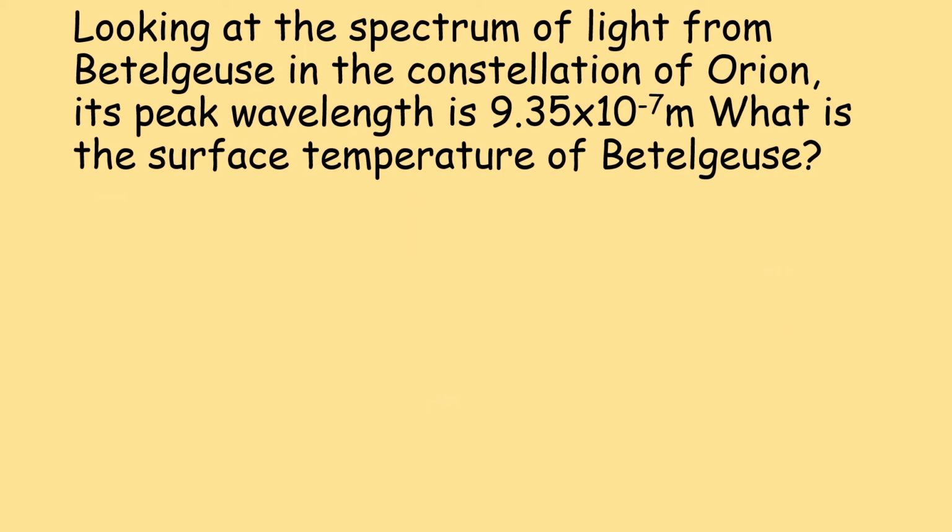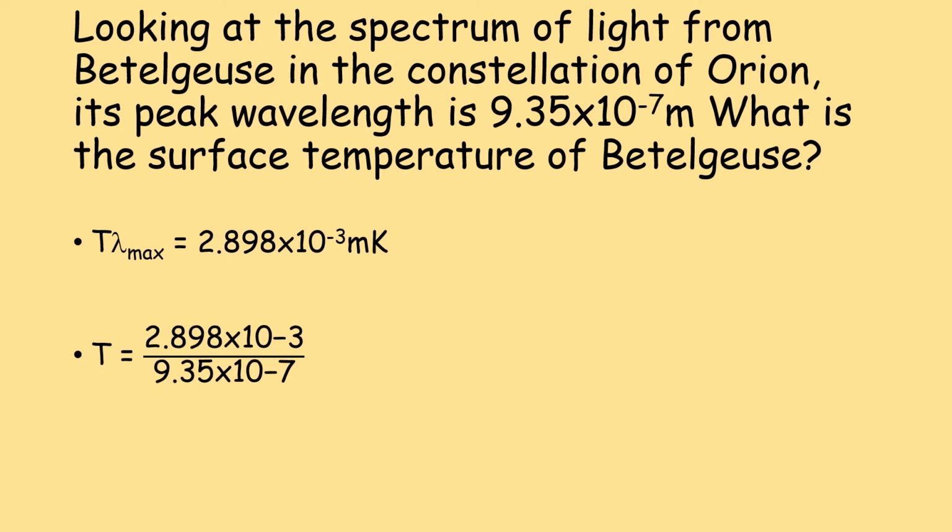So if we look at the spectrum of light from Betelgeuse, and that's a large star in the constellation of Orion, its peak wavelength is 935 nanometers. So what is the surface temperature of Betelgeuse? So now we just take this equation, temperature multiplied by peak wavelength is equal to 2.898 times 10 to the minus 3, and we simply divide that constant by the wavelength, so 935 nanometers, and that simply gives us a temperature of 3100 Kelvin. It's quite simple.